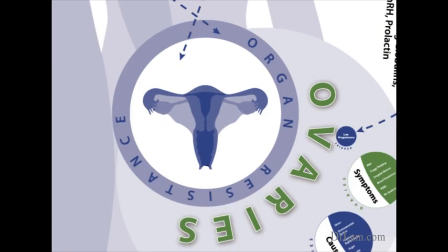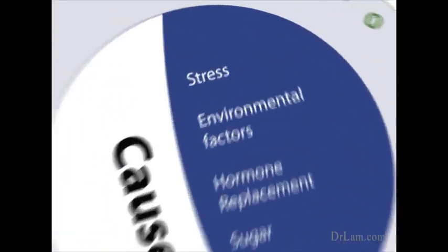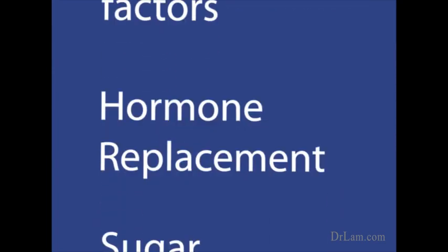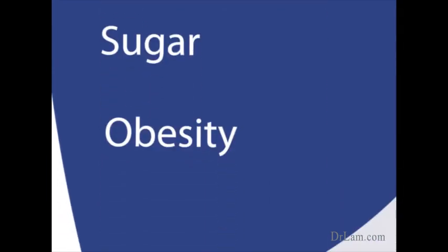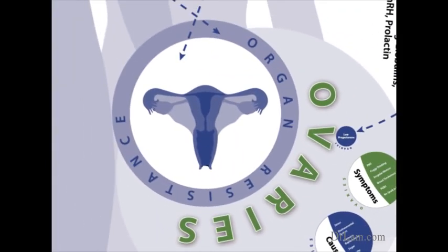Now, as far as the ovaries are concerned, what do you get? Ovarian dysfunction can be caused by stress, by environmental factors, taking hormone replacement medically, sugar, and obesity. These cause an imbalance of estrogen versus progesterone. We need to remember in the ovaries, it's not only the absolute value of the estrogen level, but it's the balance between estrogen and progesterone that's important.